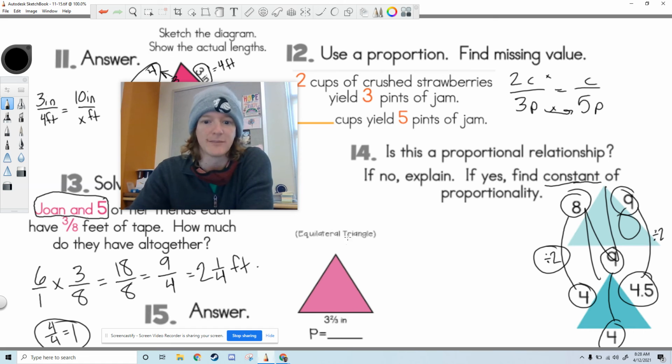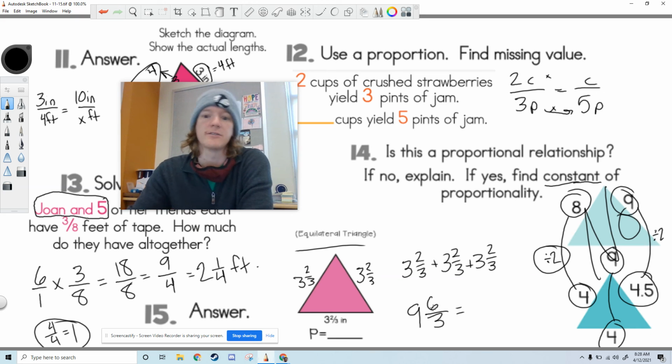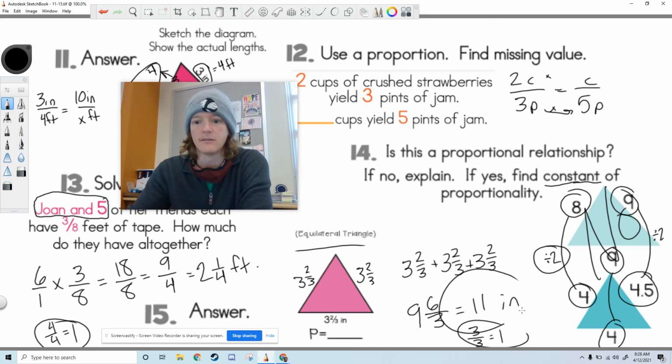Number 15, we need to find the perimeter of this equilateral triangle, which means this is 3 2/3. This is 3 2/3. So we're going to do 3 2/3 plus 3 2/3 plus 3 2/3. Well, 3, 3, 3, that's 9. And 1, 2, 3, 4, 5, 6. 9 6/3. Well, 6/3, I know that 3/3 makes a whole. We've got 2 of those. So this is 11 inches.